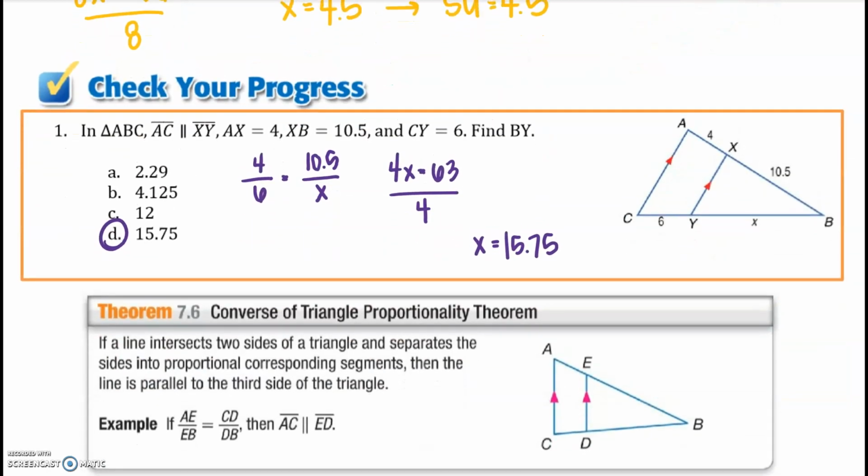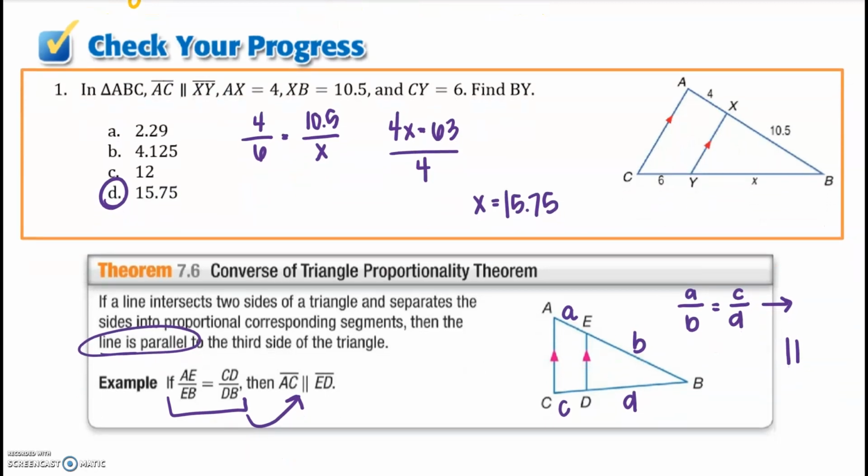Alright, let's look at the converse. So remember, converse just means I say if P then Q for my original. So then the converse would mean if Q then P. So I'm just switching them around. So if my sides are proportional, then I can prove that the lines are parallel. So if I know that A over B equals C over D, then I can prove my lines are parallel. So we're proving lines are parallel in this converse.